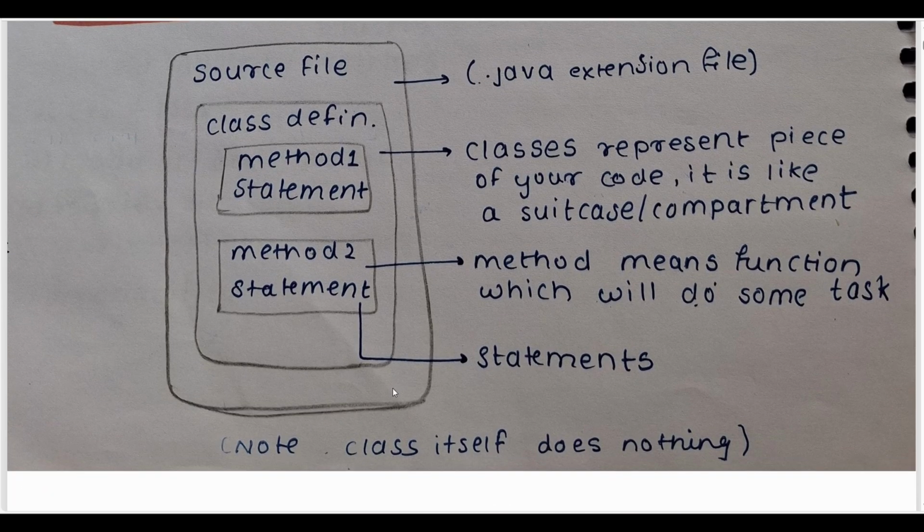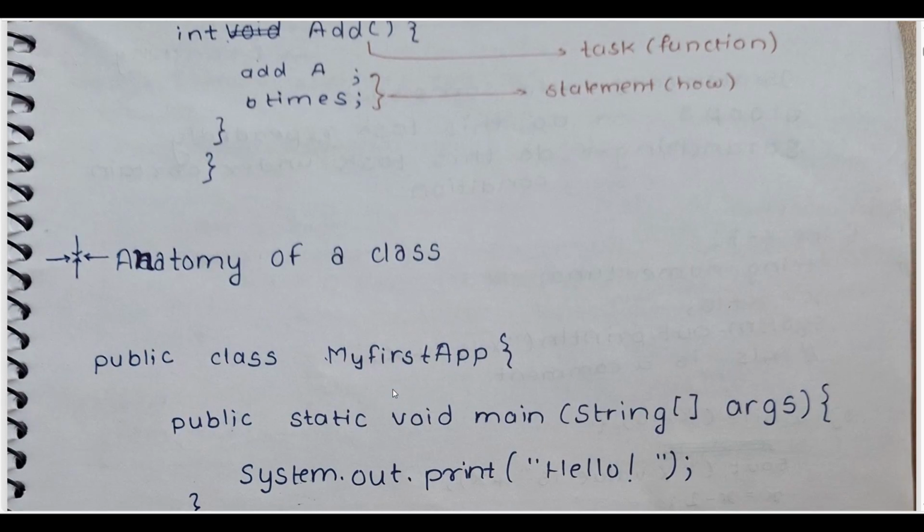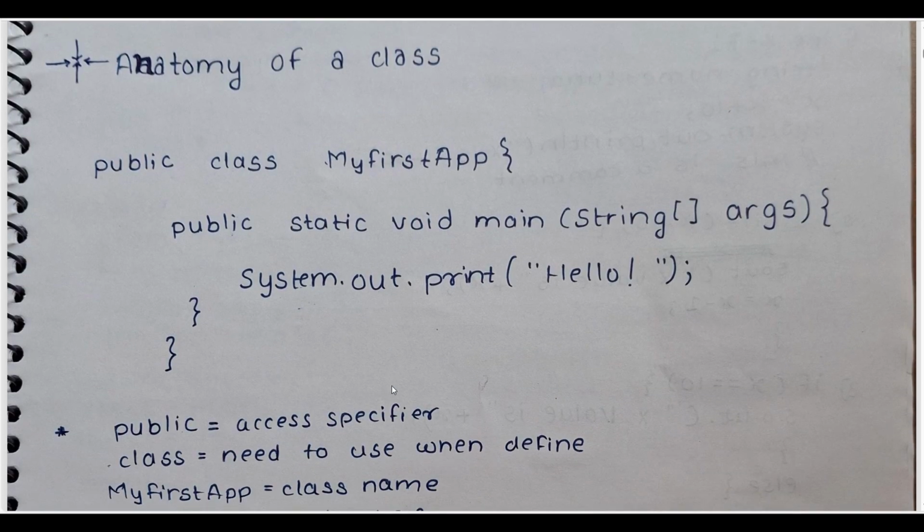Okay, now let's look at a very simple Java program. First you look at this and understand whatever you can. Now the first line is public class MyFirstApp. This line defines a class. MyFirstApp is just a name of your class. Your class can have any name. Like Addition can be your class, whatever you want.